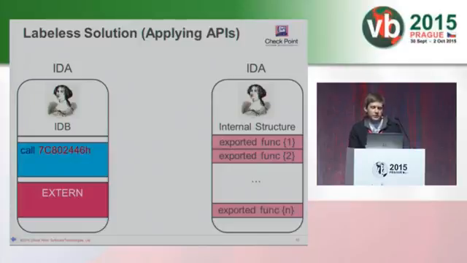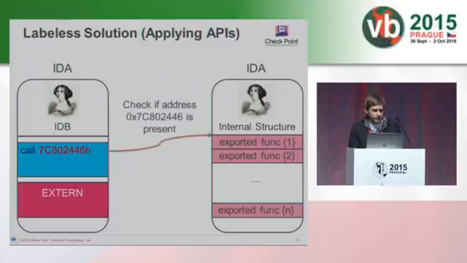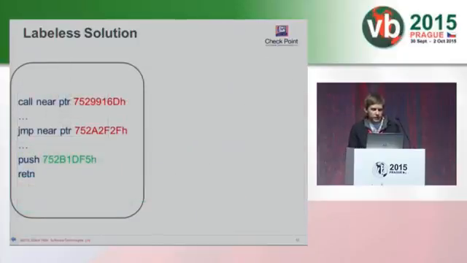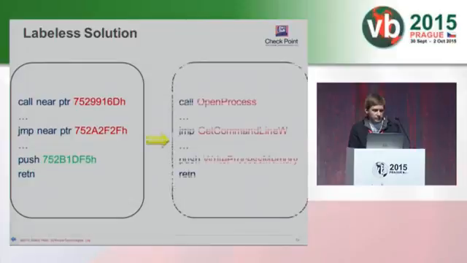Next, we find all unresolved calls, jumps, etc. in our IDB. We take that address and check if we have it in external structure. If yes, we return a label for that. Create an external segment and place an appropriate import record here and fix it in the code to point to that record. Basically, we're restoring imports tables on the fly. So we go from this to this.